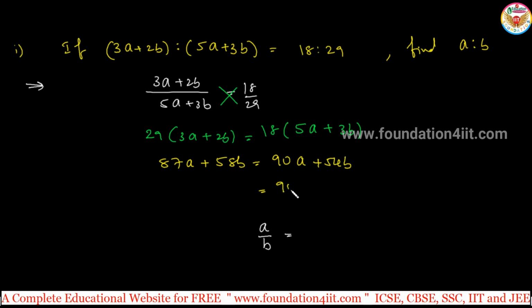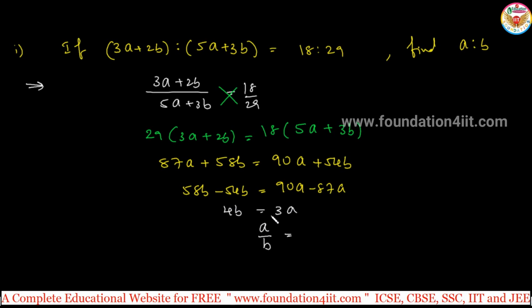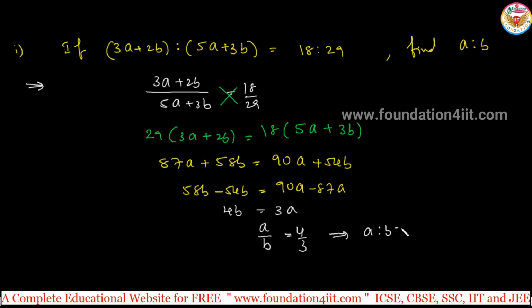Take the a terms to one side: 90a minus 87a on this side, and 58b minus 54b, then 58 minus 54. So this is 4b is equal to 3a. Then a divided by b: a is here, take b to this side, 3 to the other side. That means 4 by 3. 4b is equal to 3a, so a by b is 4 by 3. That means a is to b is equal to 4 is to 3. This is the way we can use this. And one more question.